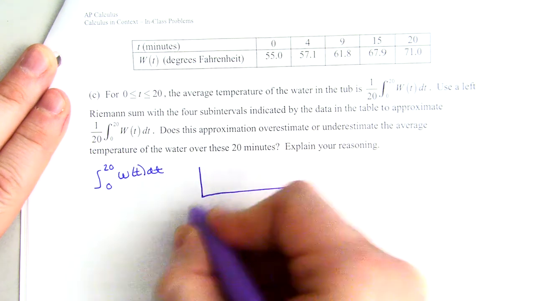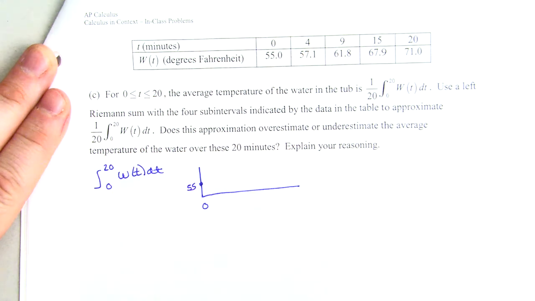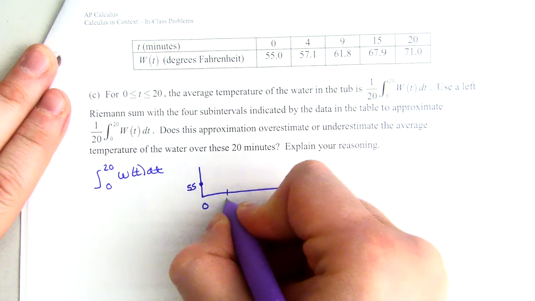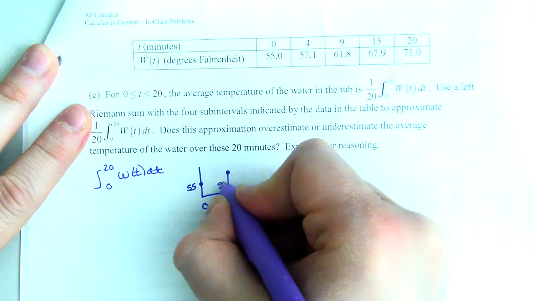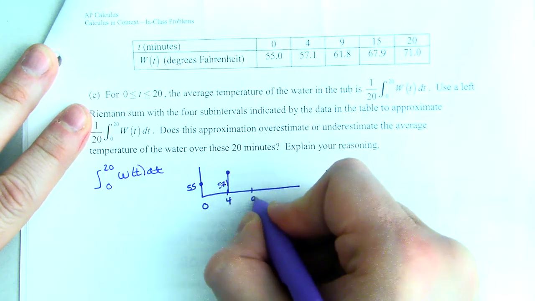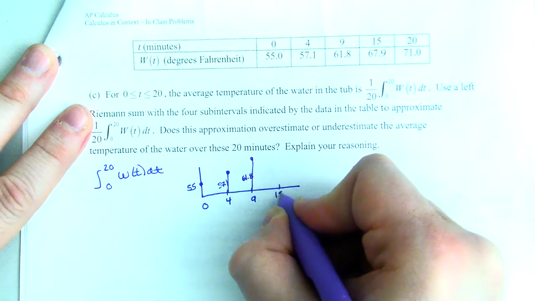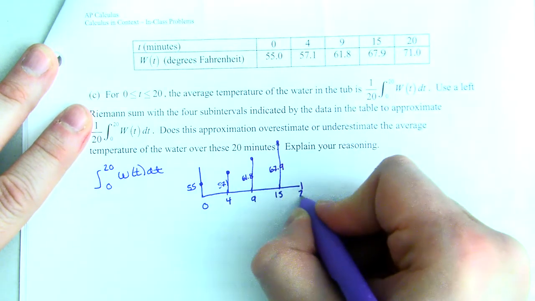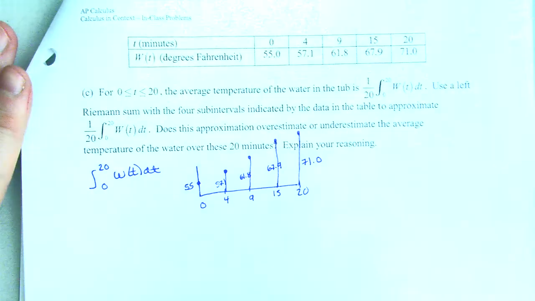I think I'm going to try to draw this thing out. At time 0, my temperature is 55. I know at time 4, my temperature is 57.1. I know at time 9, my temperature is 61.8. At time 15, it is 67.9. And at time 20, it is 71.0.